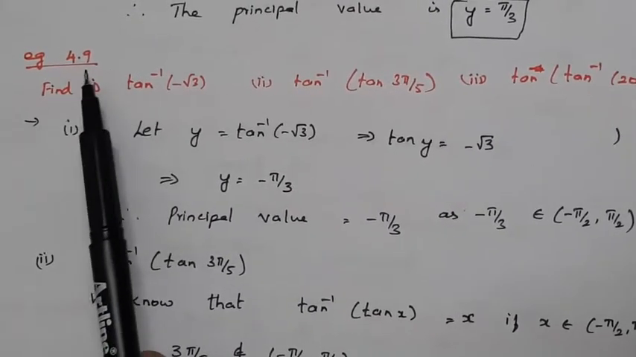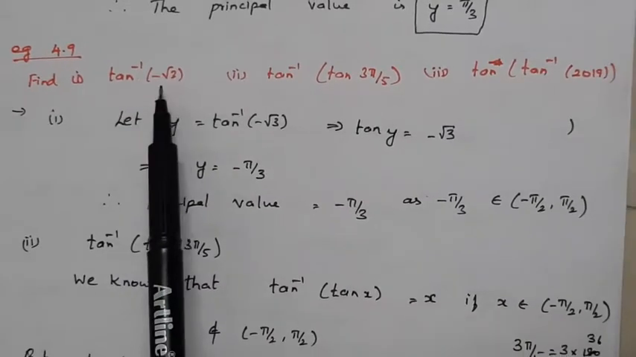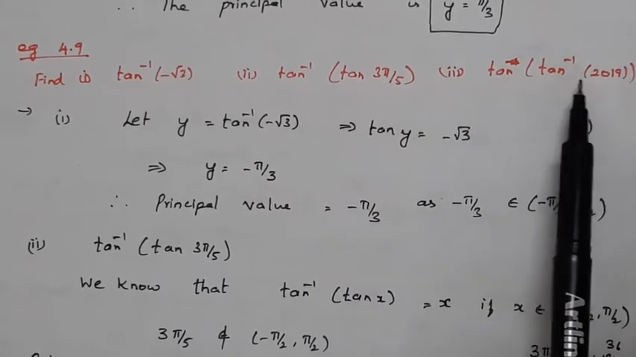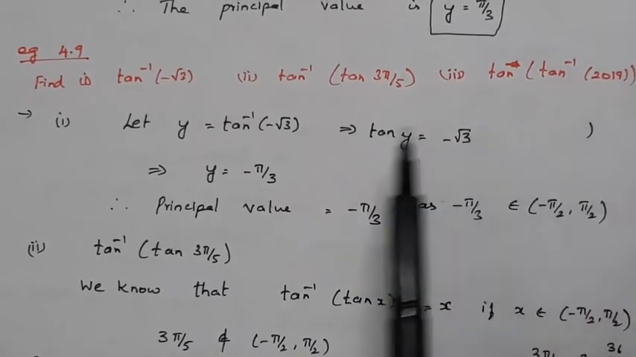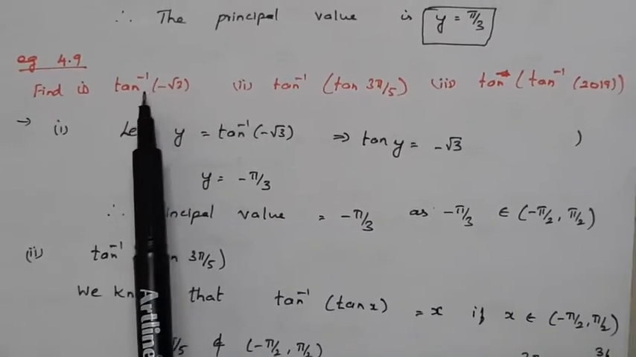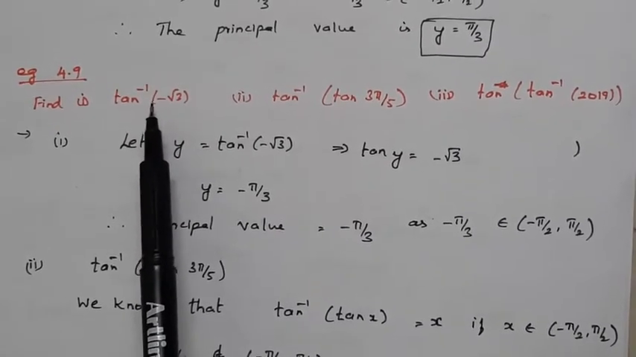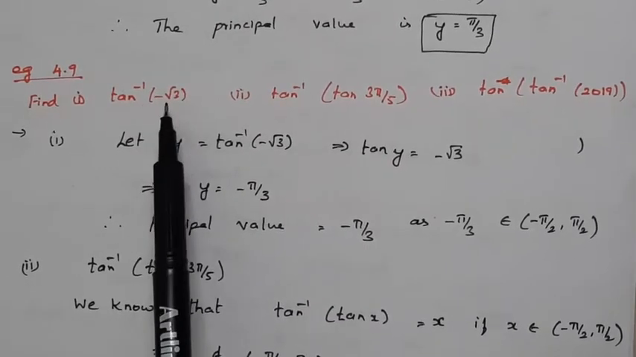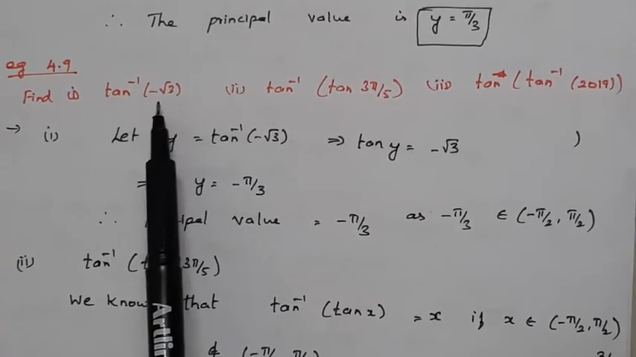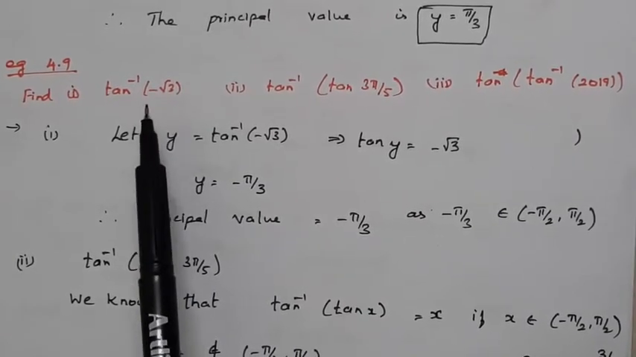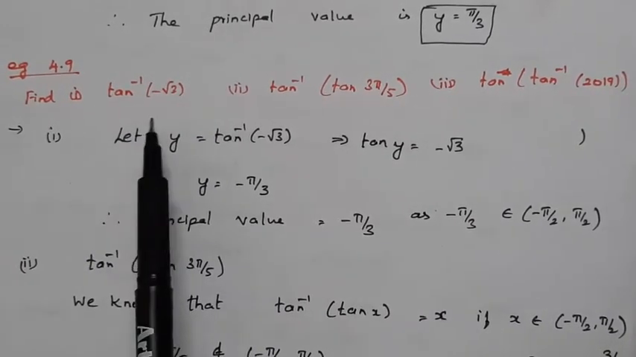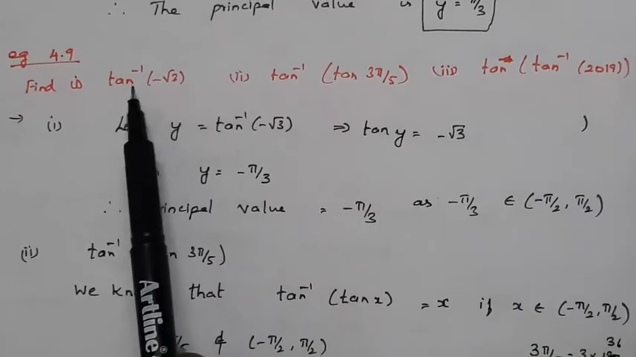So next, example 4.9: find tan inverse of minus root 3, tan inverse of tan of 3 pi by 5, and tan of tan inverse of 2019. So the first one is tan inverse of minus root 3. You have to find the angle for which the tan value will be minus root 3. As I said, if it is positive, you have to choose the angle in the first quadrant. If it is negative, you have to choose the angle in the fourth quadrant whose tan value will be minus root 3. Just for writing, you take it to be y.